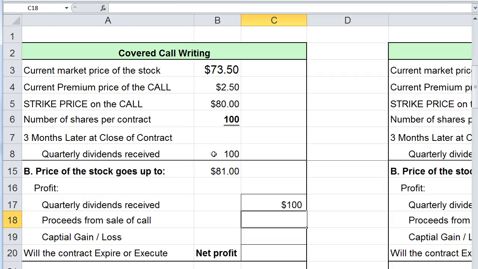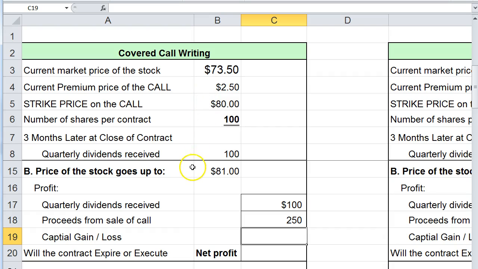A covered call means I have to buy the stock first before I can write the contract. Since I'm buying the stock, I do get the dividends. Proceeds from the sale of the call: that's always going to be the premium times the number of shares in the contract. Okay, capital gain or loss. What this basically means is I purchased the stock at $73.50. Now, the strike price is at $80.